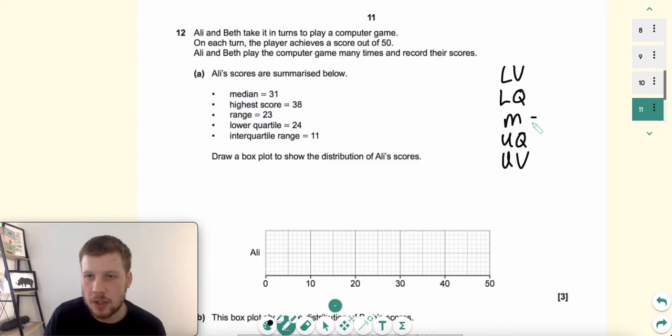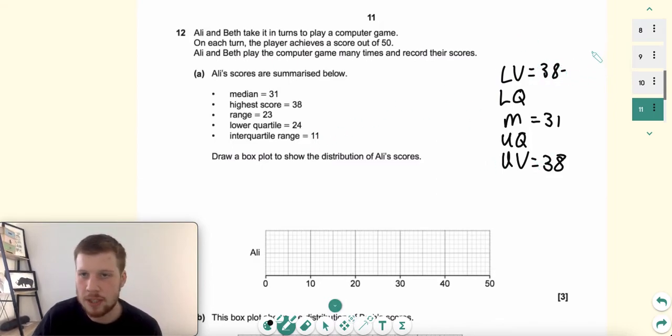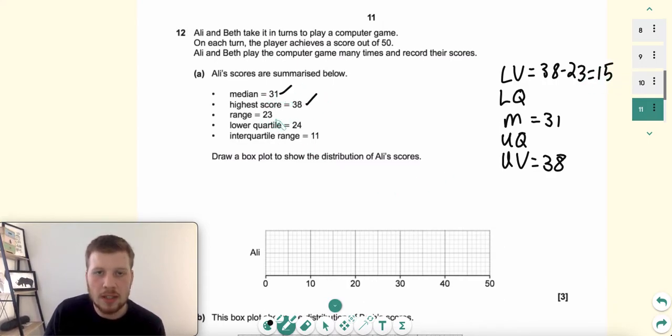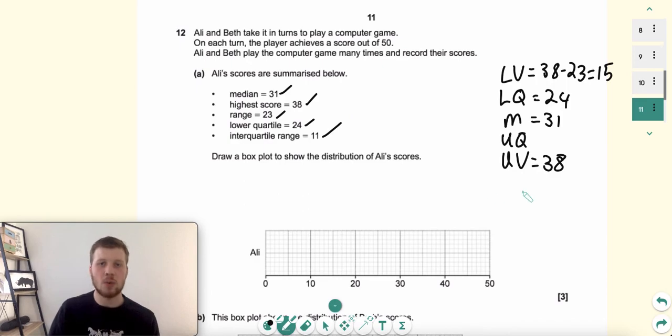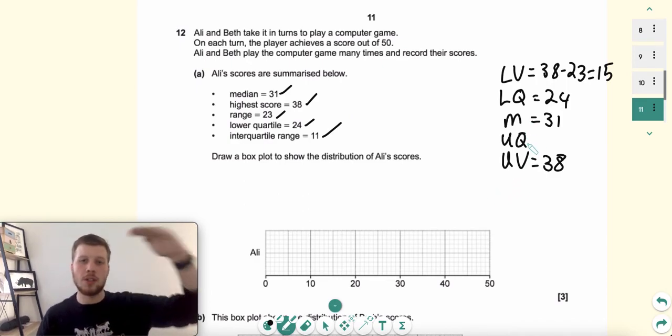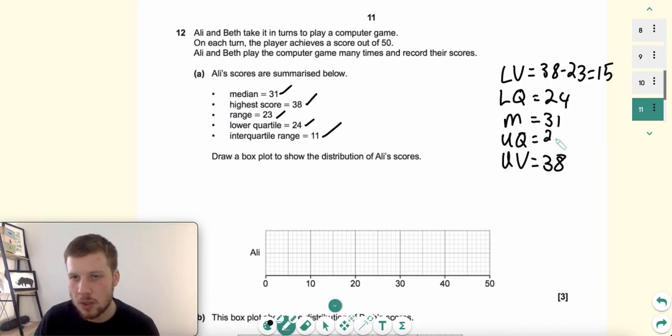Well, the median is 31, so I can just type that here. Highest score is 38. The range is 23, so I'm going to use the range with my upper value to get to my lower value. So this is going to be 38, take away 23, which is 15. So I've worked out these so far. My lower quartile is 24, and my upper quartile, it doesn't say, but I know my interquartile range is 11. So to get from my lower to my upper, I add 11. 24 add 11 is 35.